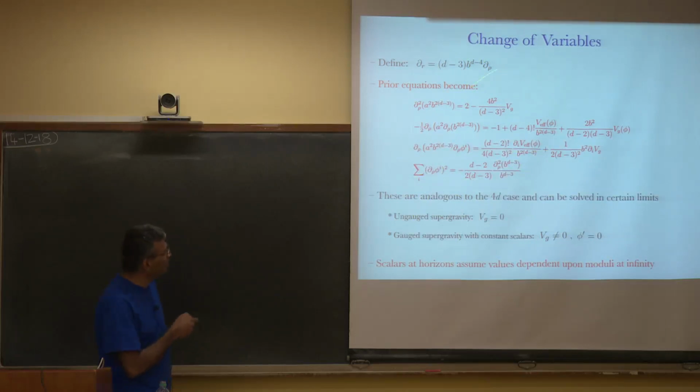And this system of equations can be solved so far in two different cases. One is we set this extra potential to 0, so we're back in the ungauged case. And the second is when we set the scalars to constant values corresponding to the attractor values, and we have a non-zero potential that appears as a cosmological term. So in general, the scalars will assume values at the two horizons that depend upon the moduli at infinity.